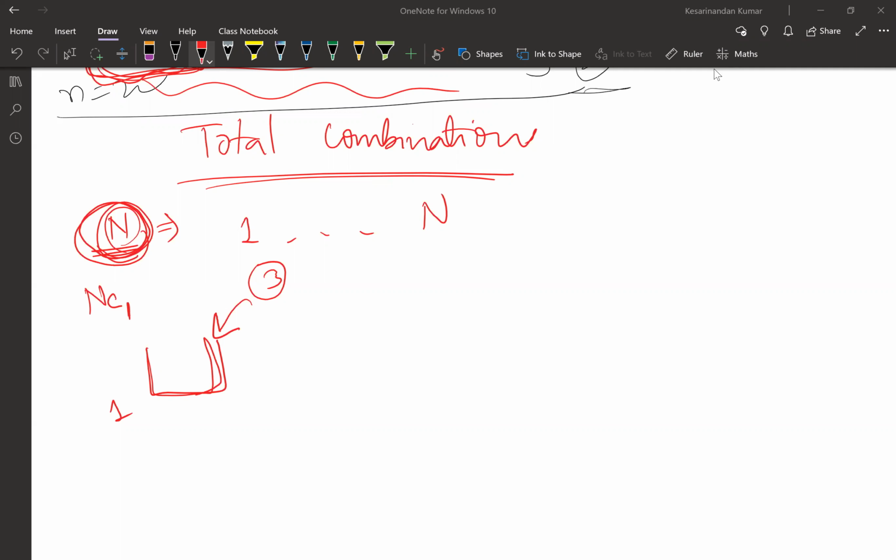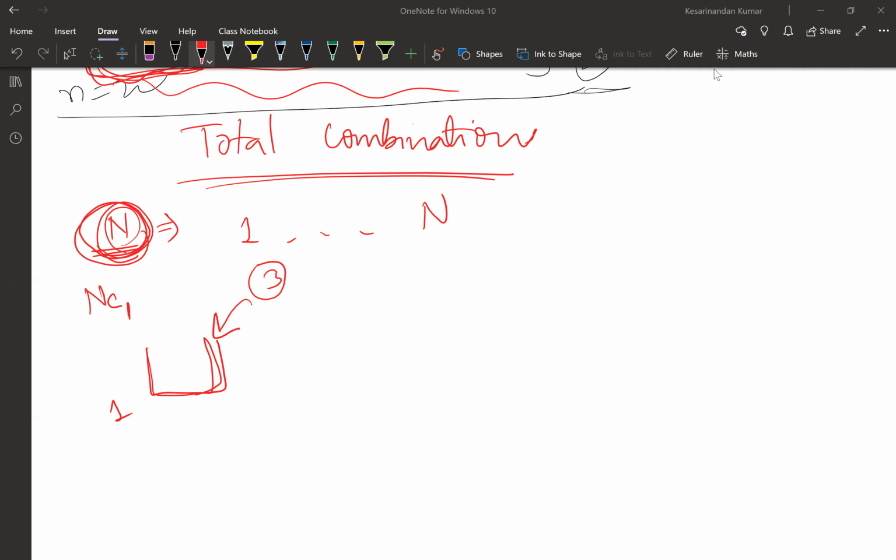Yeah, if it is distinct balls, then the order of putting them matters, like 1 2 3, and then 2 1 3, 3 1 2, like that. Since they're different balls, we have 3 factorial ways of putting them. Okay, so that's how you come to 6 then.